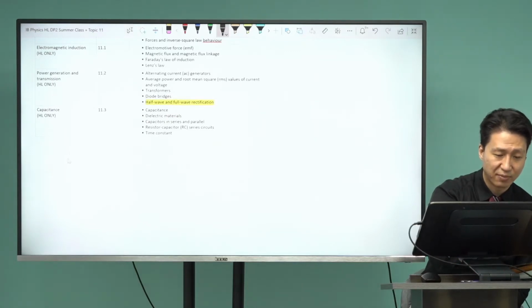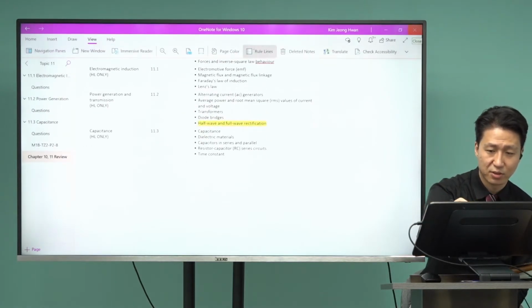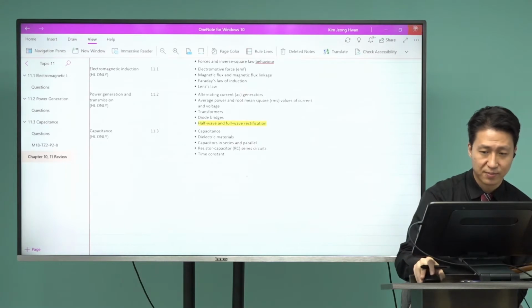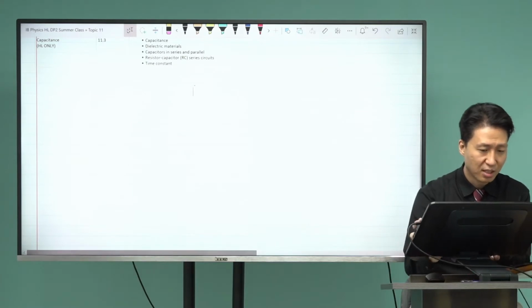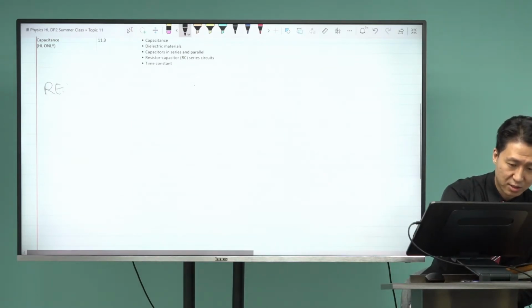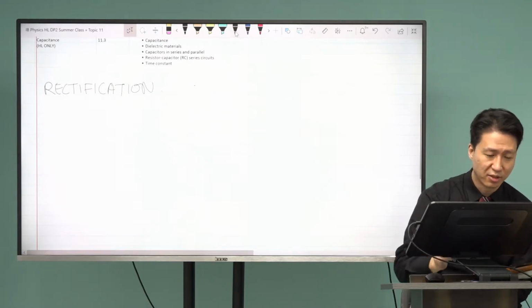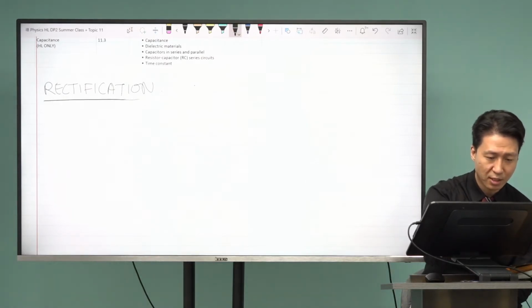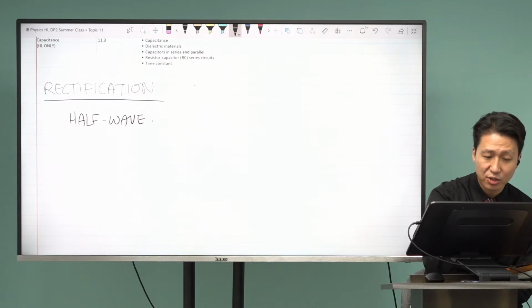So first of all, the topic is, actually let's put some lines on here so it makes it a little bit easier for me to draw. So the topic is rectification. Right? Let's put it a little thicker. First, we're going to have half-wave rectification. And this is just using a diode.